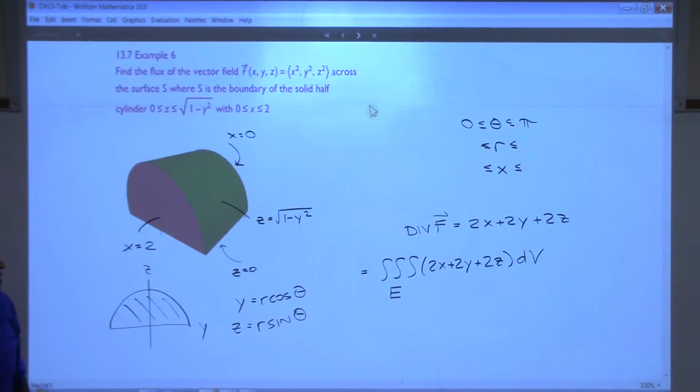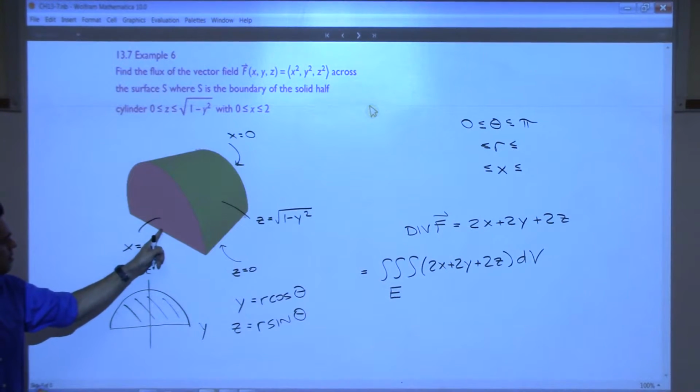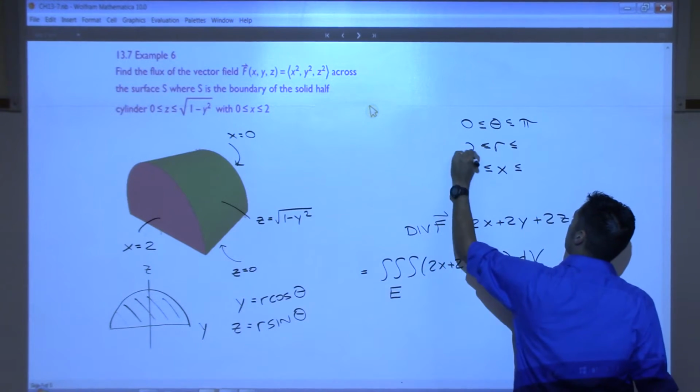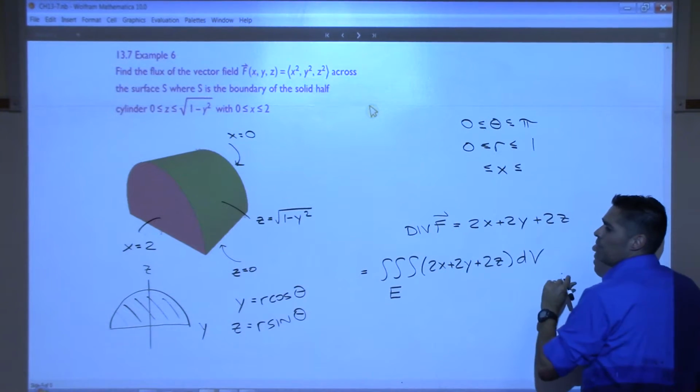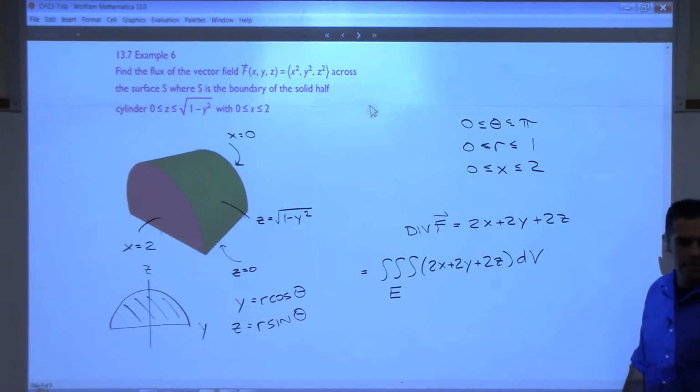And r is between, it was 1 if you go back and look at last class. This was 1 and that was negative 1. So r is between 0 and 1. And then x is between backside and front side, 0 and 2. You all okay with that?